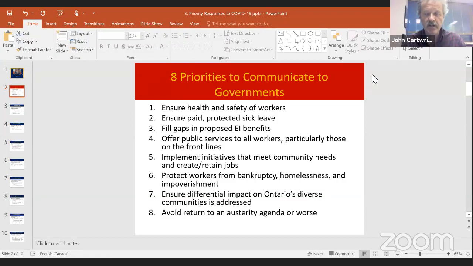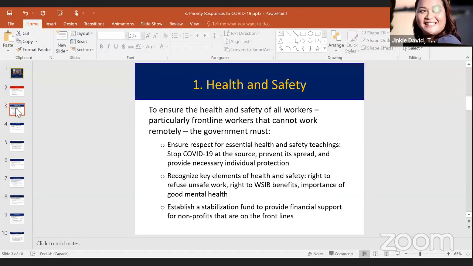Jinky, do you want to take us through the health and safety? Okay, for health and safety, we want to ensure the health and safety of all workers, particularly frontline workers who cannot work remotely. Those in authority should ensure that social distancing, hygiene, and sanitation protocols and the time to practice are adapted to all workplaces to allow safe working conditions.